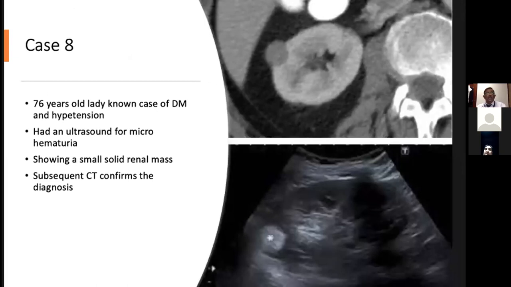So this is case number 8, a 78-year-old lady, known case of diabetes and hypertension, who had an ultrasound for microhematuria, showing a small solid tumor. As you can see, this ultrasound is showing a solid lesion. Here, this is the CT scan, which is showing essentially the same thing.